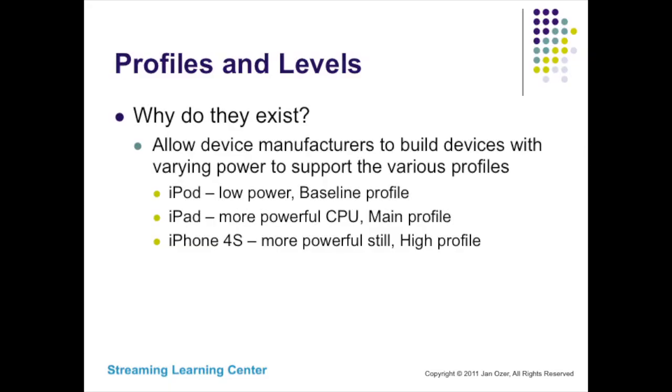Now, why do profiles and levels exist? Because it lets device manufacturers build devices with varying power that can still play back H.264. So the original iPod has relatively low power. It can play H.264 video using the baseline profile. The iPhone 4S is more powerful still than an iPad. You can use the high profile for H.264.